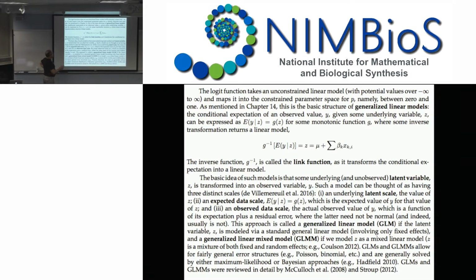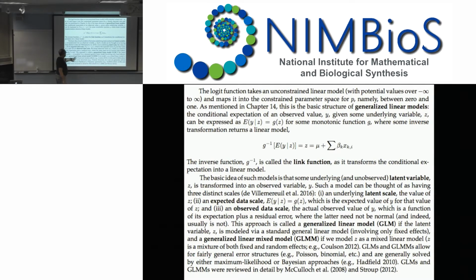So I have an underlying latent scale, and an expected data scale. I basically take this value and translate it into expected means. Then I draw a realization from that. That gives me the observed data scale value. And this approach is called a generalized, not general, but generalized linear model.